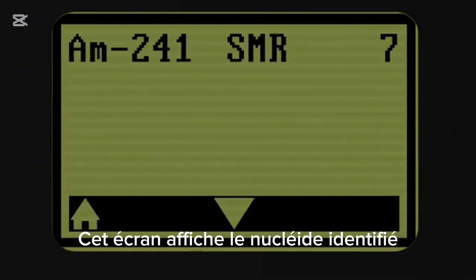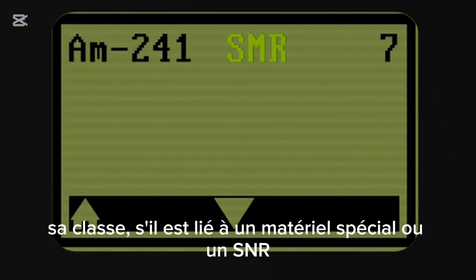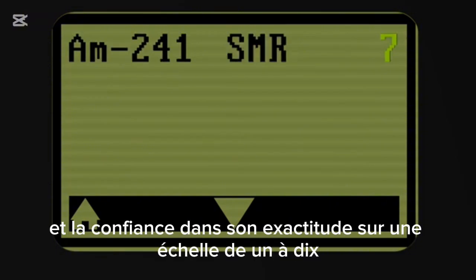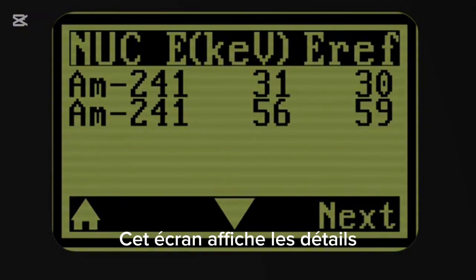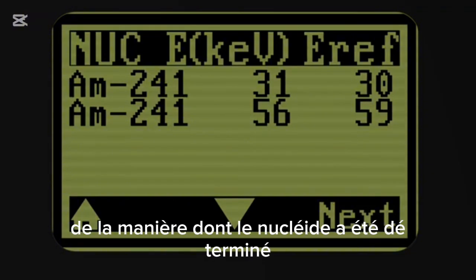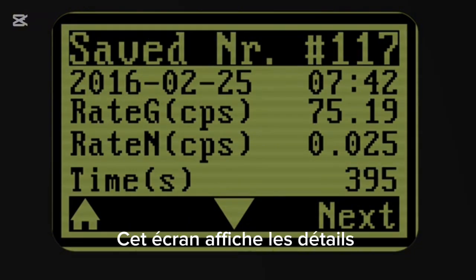This screen displays the nuclide that was identified, its class, special nuclear material related or SNM, and the confidence in its accuracy on a scale of 1 to 10. This screen displays the spectrum associated with the nuclide identified. This screen displays the details of how it determined the nuclide, which is useful for reachback activity. This screen displays the details on the scan.